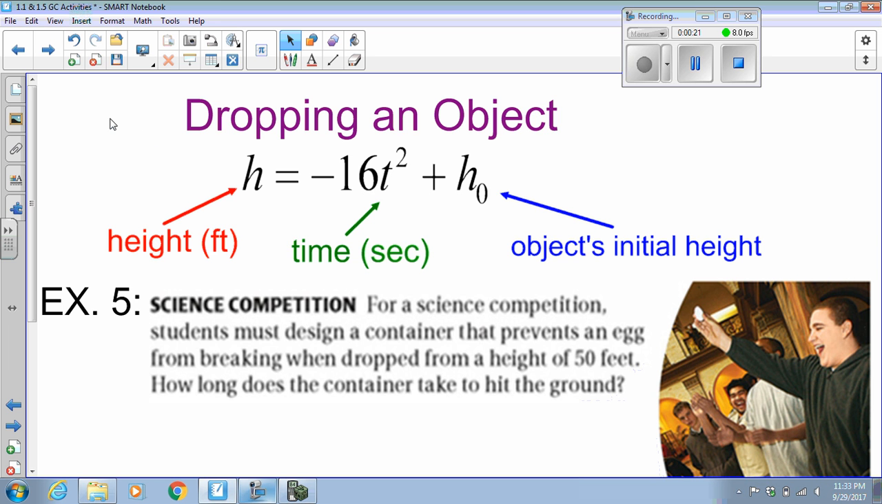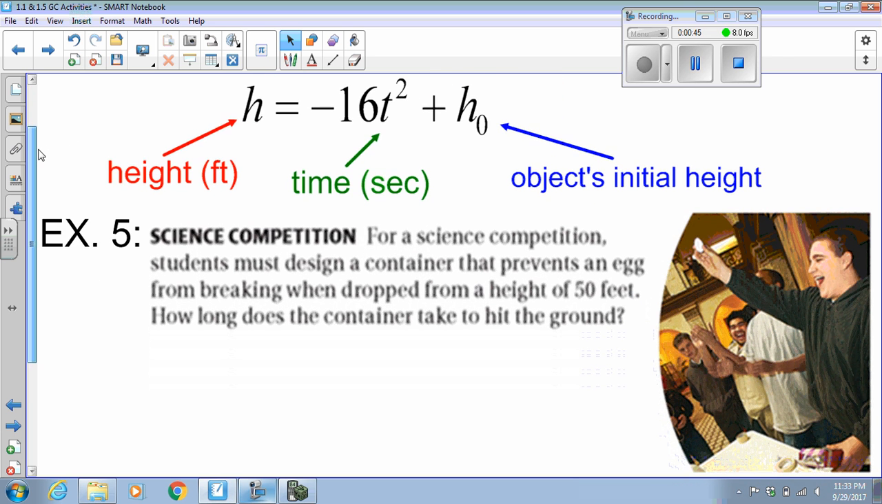So this was dropping an object. Remember, here's the formula that we need to use to create our function. We have h equals negative 16t squared plus h naught. Okay, h is your height. Negative 16 always stays the same. You always have t squared as well, as t is time. And h naught is what we call the object's initial height.